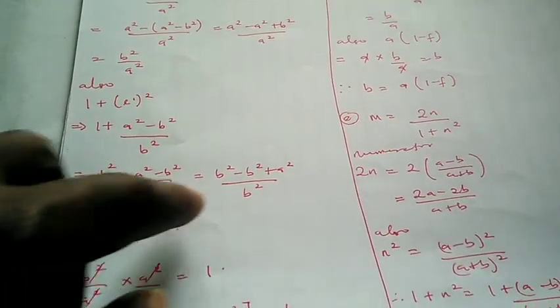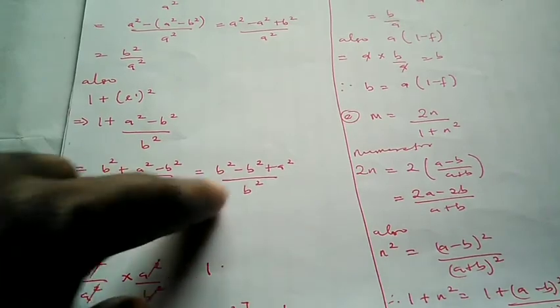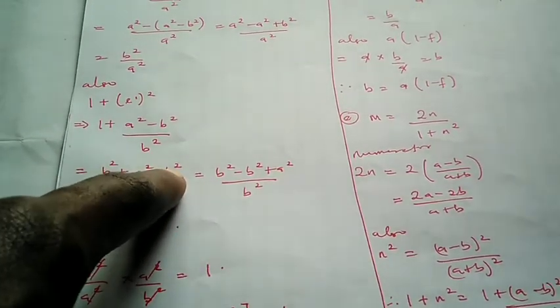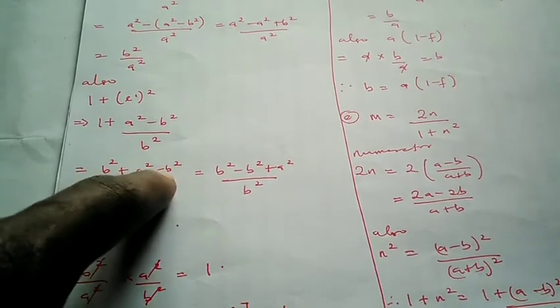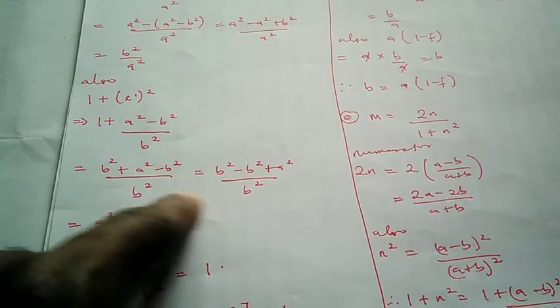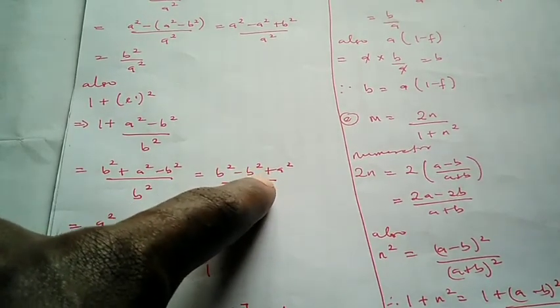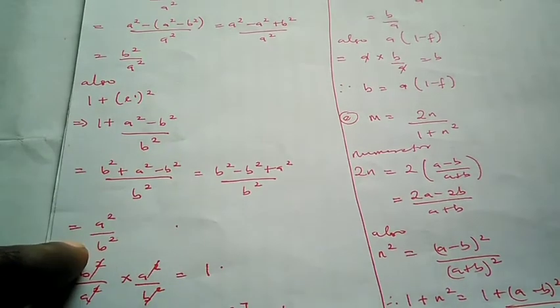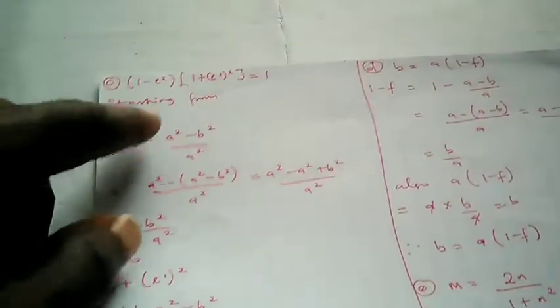Good. So now this is equal to, by the time we collect like terms, because we have b squared here, we have b squared here, so we have to collect like terms. So b squared minus b squared plus a squared divided by b squared. So what? B squared minus b squared will give us what? 0. So we now have what? A squared over b squared. Therefore, remember that these two were products. They were multiplying each other.